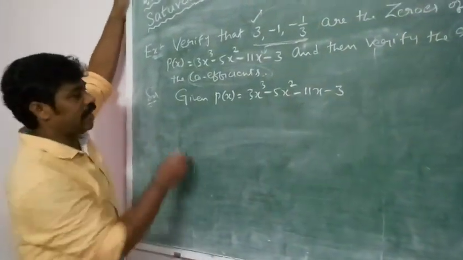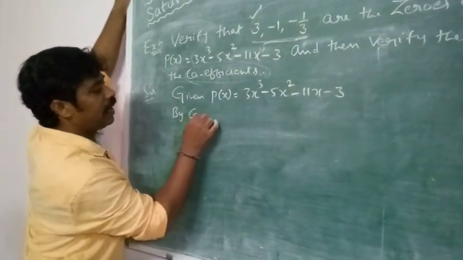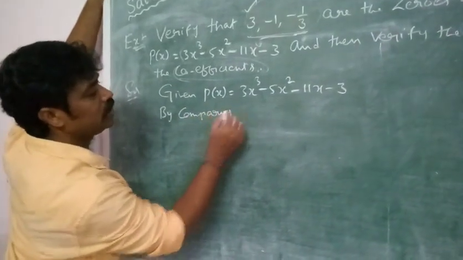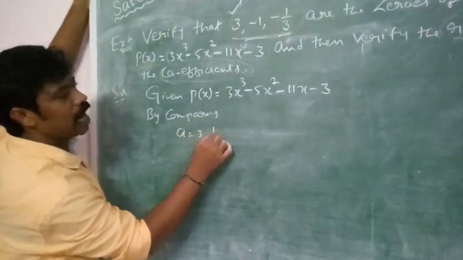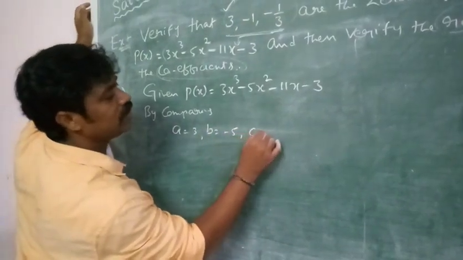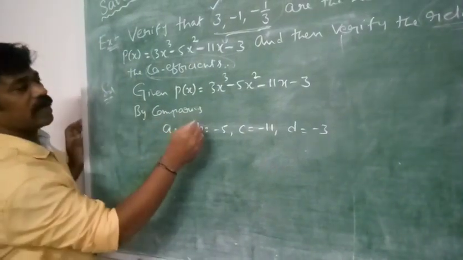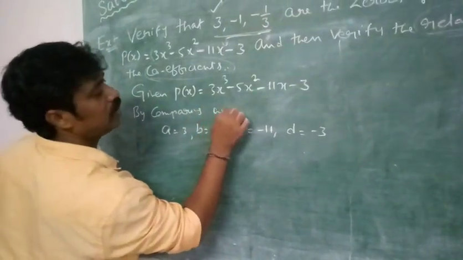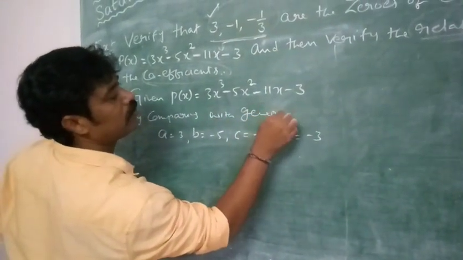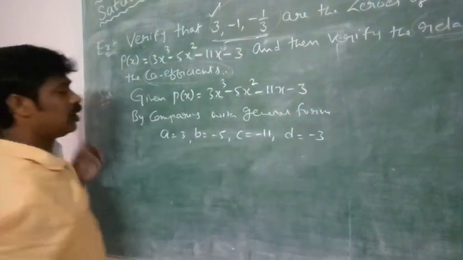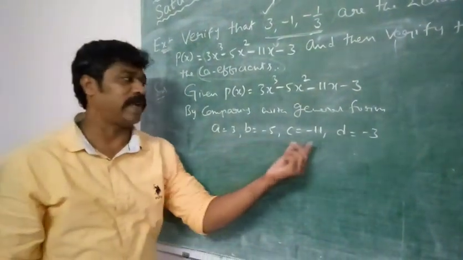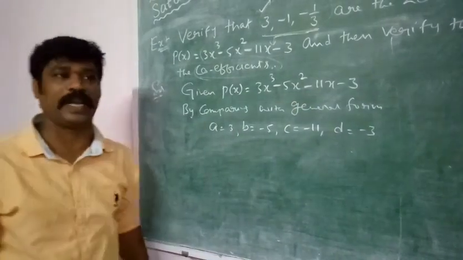Now first we have to compare with the general form. So what do we get? a is equal to 3, b is equal to minus 5, c is equal to minus 11 and d is equal to minus 3.